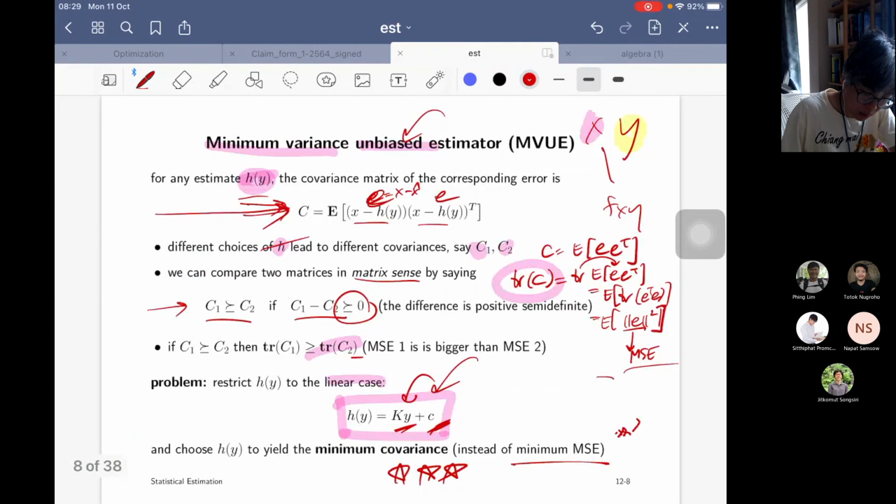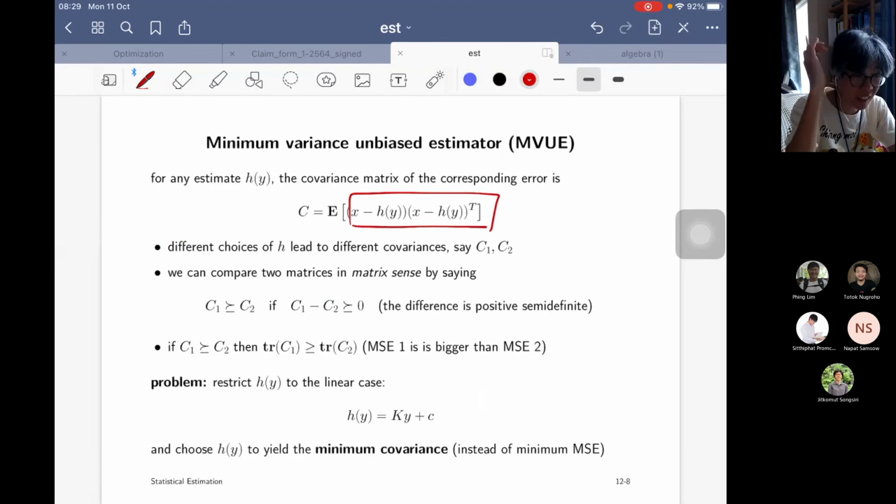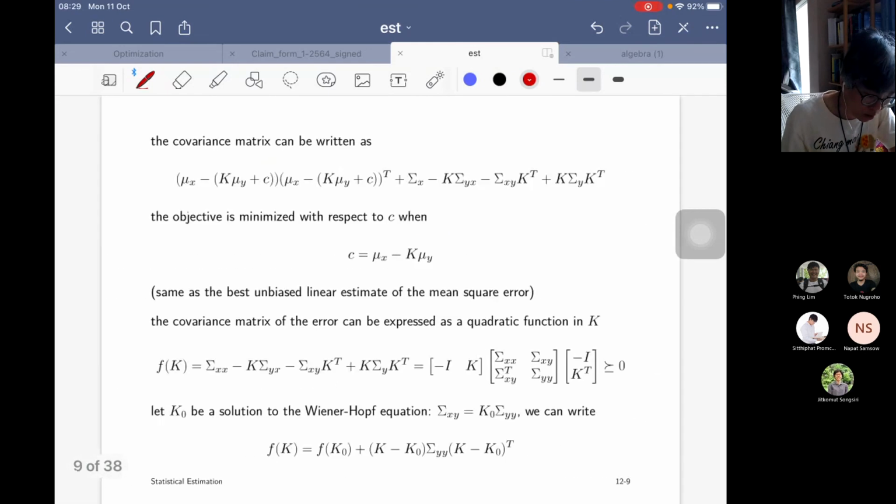Okay, with some algebra, you can just expand everything, expand the outer product, and take the expectation, and that is your covariance matrix. You will see that it depends on K and C, of course. First, we would like to minimize this, but in a matrix sense.